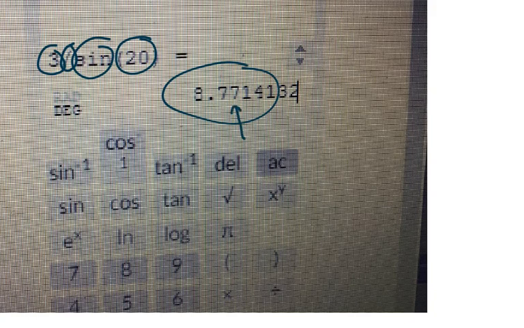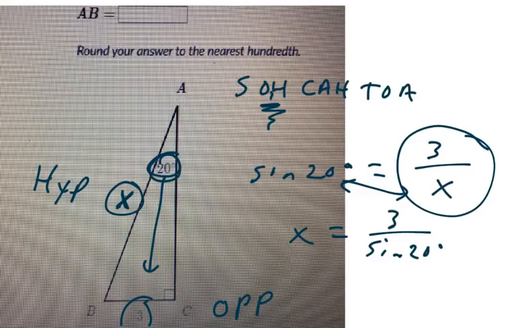We're going to round off to the nearest hundredth. 8.77. 8.77.